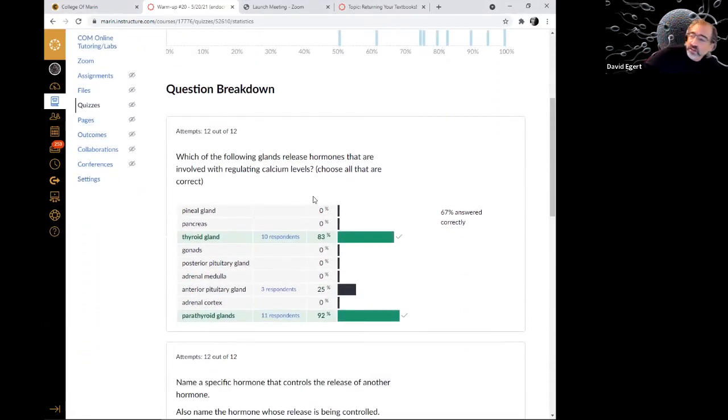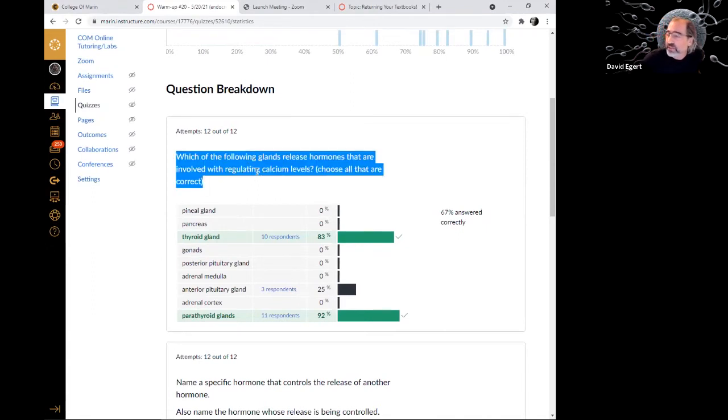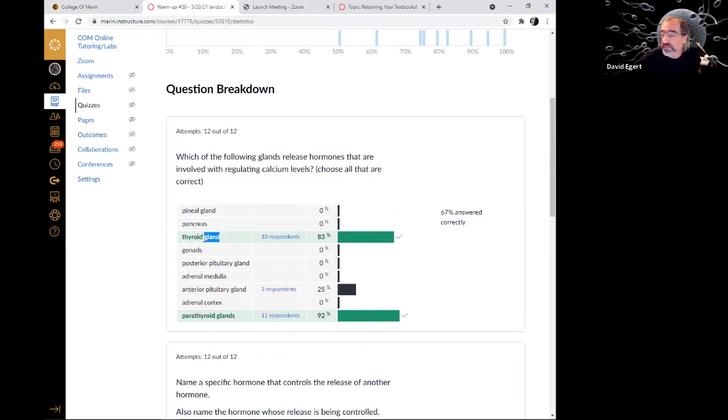Which of the following glands release hormones that are involved with regulating calcium? So this one you had to remember that the thyroid gland had the calcitonin, which helped absorb calcium and store it away. And the parathyroid was the one about releasing calcium stores and bringing free calcium back up in your body. A number of people wrote anterior pituitary, which doesn't have anything specifically about calcium.